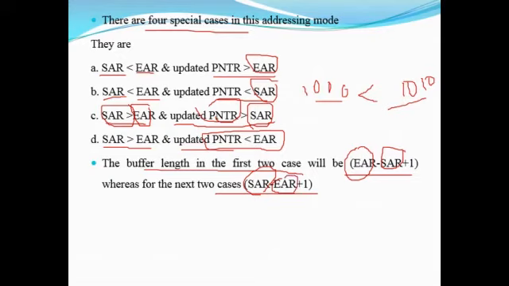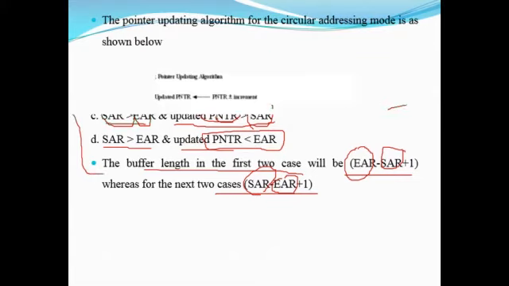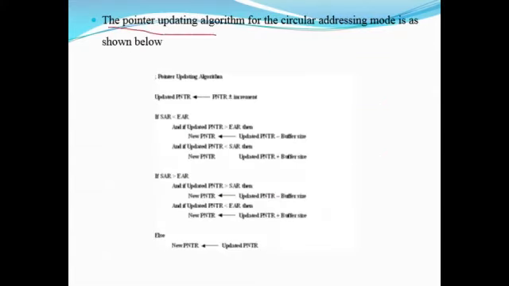So we have to note, when we go with the four special cases, what we come across in the special addressing mode, that is circular addressing mode. Then this is a pointer updating algorithm for the circular addressing mode. So we can just look into this.